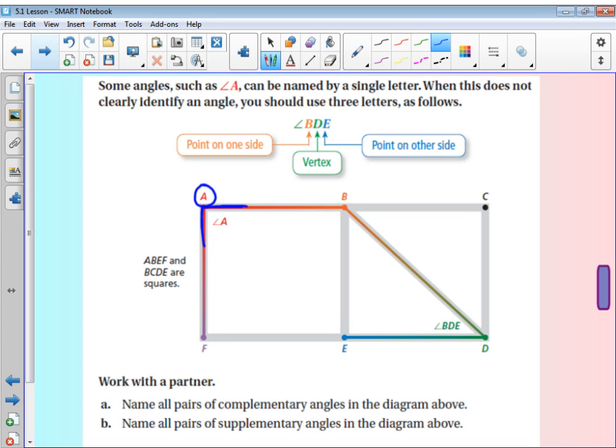Okay, so how is that different than another situation? Well, if we look here we have another corner that has D involved. The reason I cannot just name this angle D is because really it is made up of 2 angles. I have this angle here.